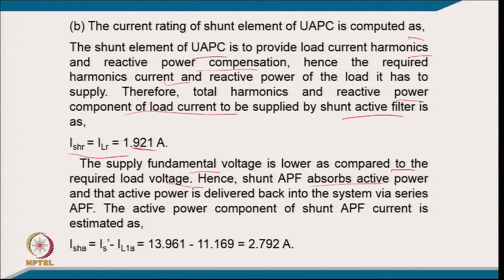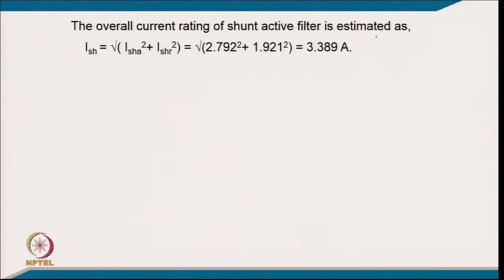Hence, the shunt active power filter absorbs the active power, and that active power is delivered back to the system via the series active power filter. So, the shunt active component of the shunt active power filter current is estimated as I shunt A equal to IS minus ILA. So, putting the value it comes 2.792 ampere.